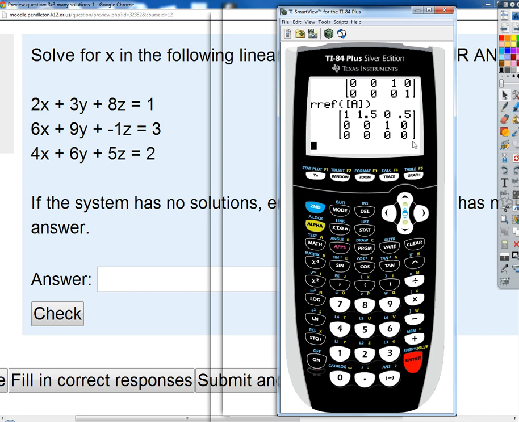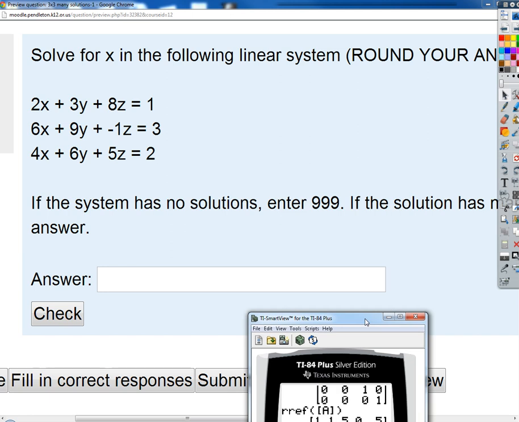This time I get a true statement. 0 plus 0 plus 0 does equal 0. So this one means many solutions. Now you can't see this because it goes off the screen, but it tells you on Moodle, if it's many solutions, you put in 888. Exactly. Okay?